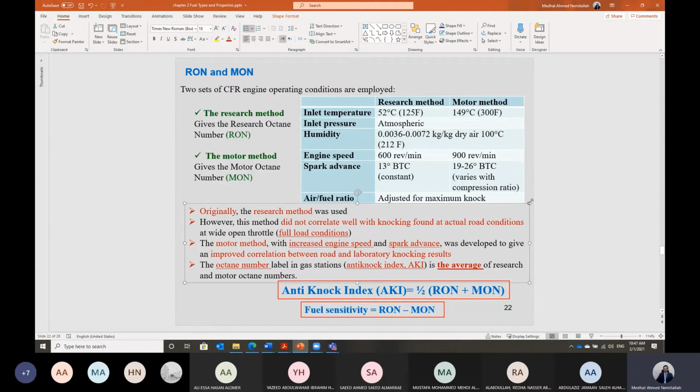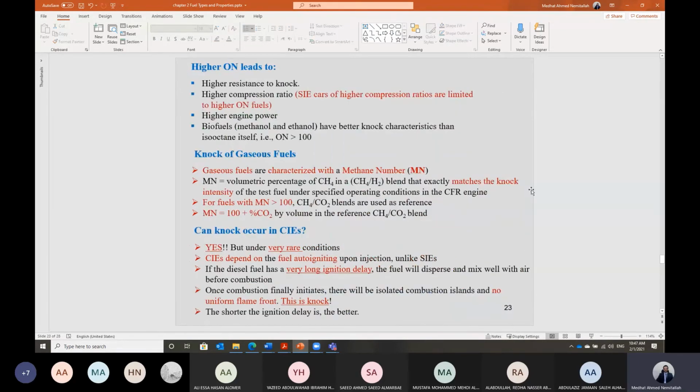But what about the octane numbers that you see in the gas station? Which one is it, the research or the motor? Actually, it is the average value between both of them. We calculate the research octane number, we calculate the motor octane number, we take the average, and this is what we call the anti-knock index, or what is commonly known as the fuel octane number. Higher octane number means the fuel is resisting knocking. Lower octane number means the fuel does not resist engine knock as much.